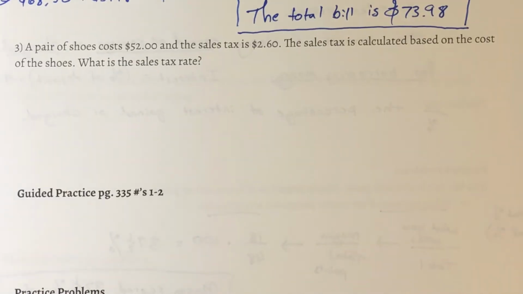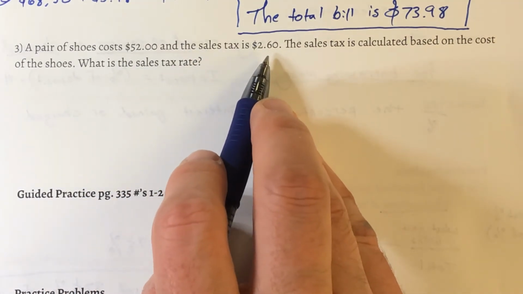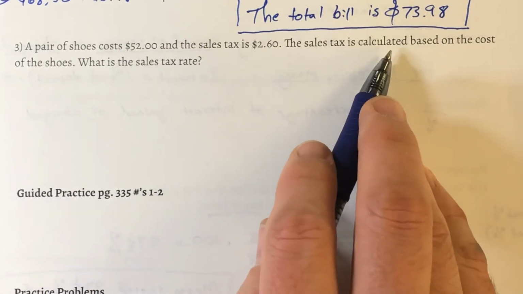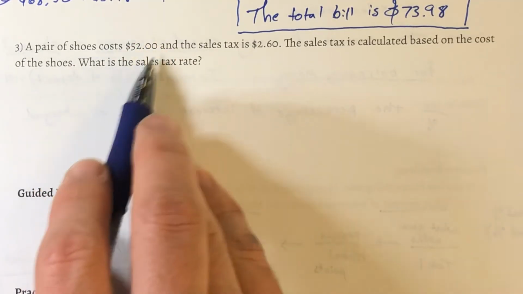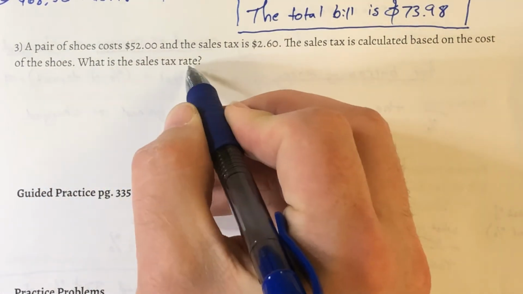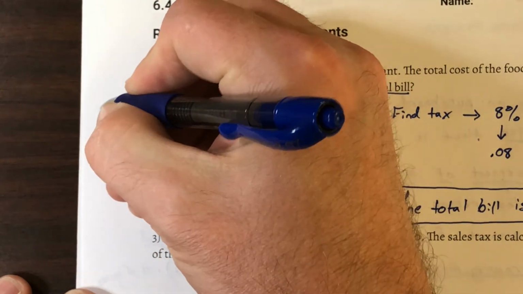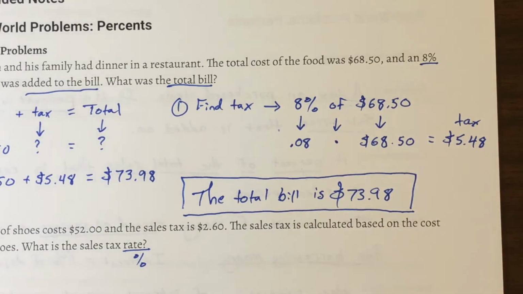Number 3. A pair of shoes costs $52 and the sales tax is $2.60. So they've already told us how much they're going to add to the price. The sales tax is calculated based on the cost of the shoes, because sales tax is always calculated based off of your sales price. We want to know what the sales tax rate is. Remember, rate implies percent, meaning we are going to find a percent. I forgot to write that up here. This was a find a percent of a number problem, because we had to find 8% of $68.50 to find the sales tax.